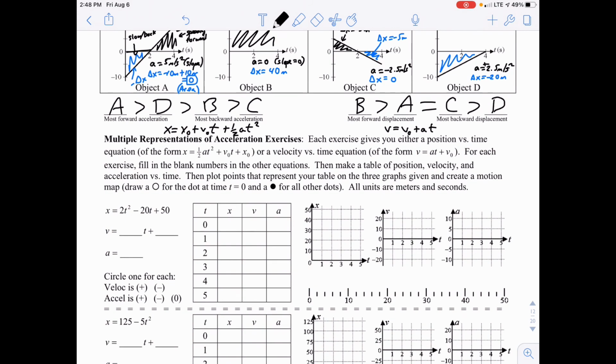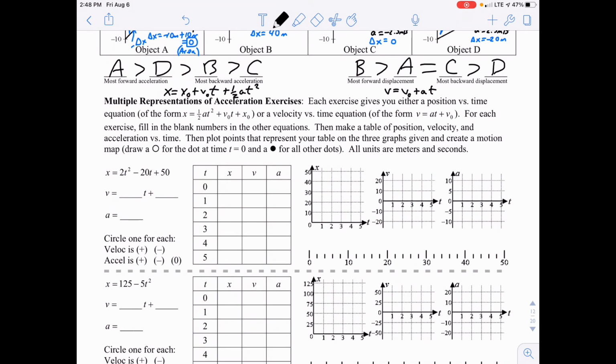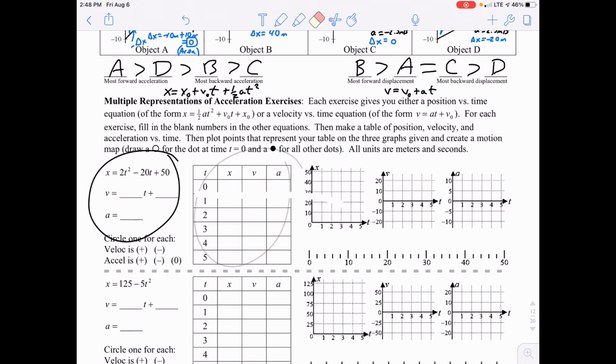For each exercise, fill in the number blanks in the equations, then make a table of positions, velocity, and acceleration, then plot points that represent your table on 3 of the given graphs and create a motion map. Okay, so there's a lot of stuff we have to do with this, all right? Here it goes. So we're going to do equations, table, graph, and finally motion map. Motion map is the one where we make the dots and then put the arrows, things like that. Let's take a look at this one.